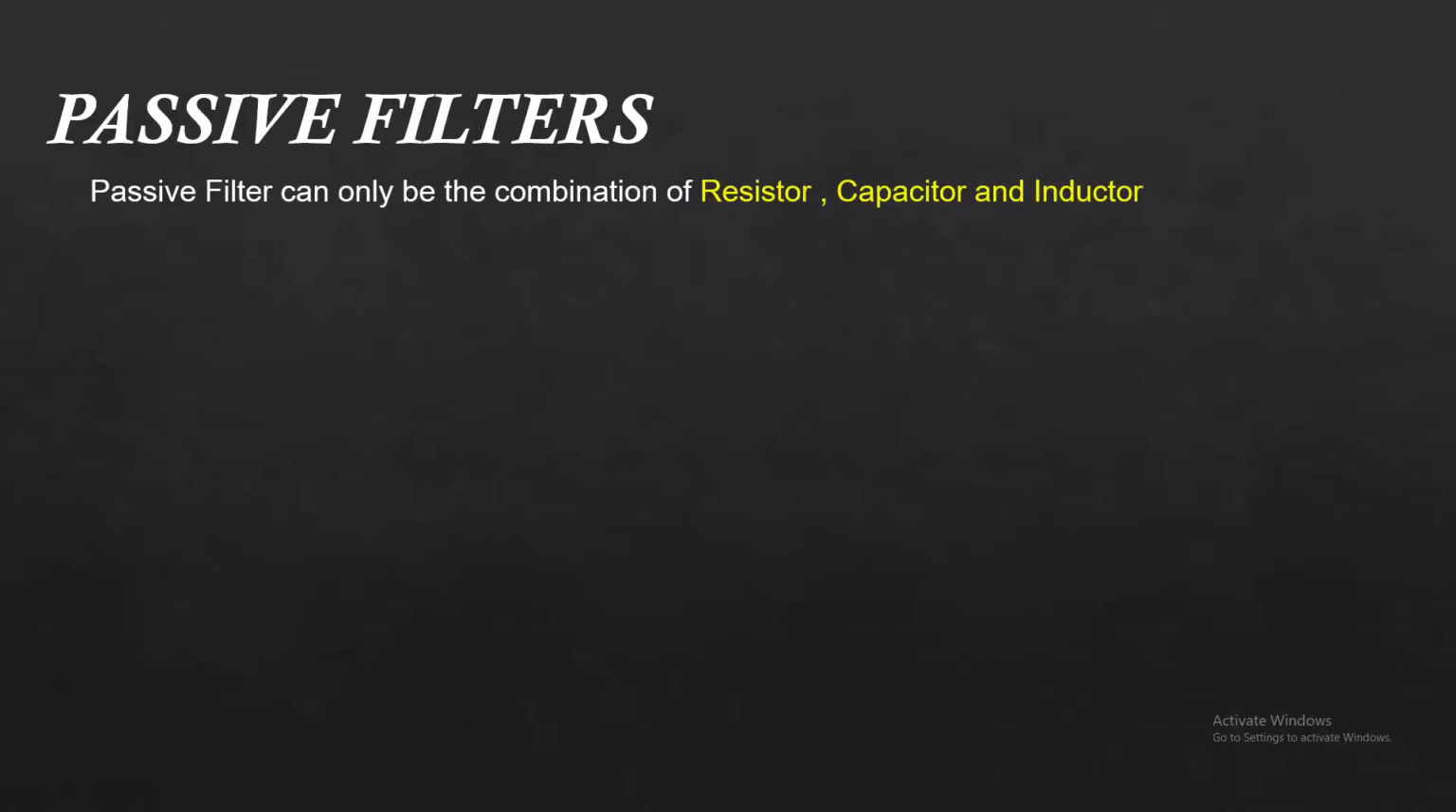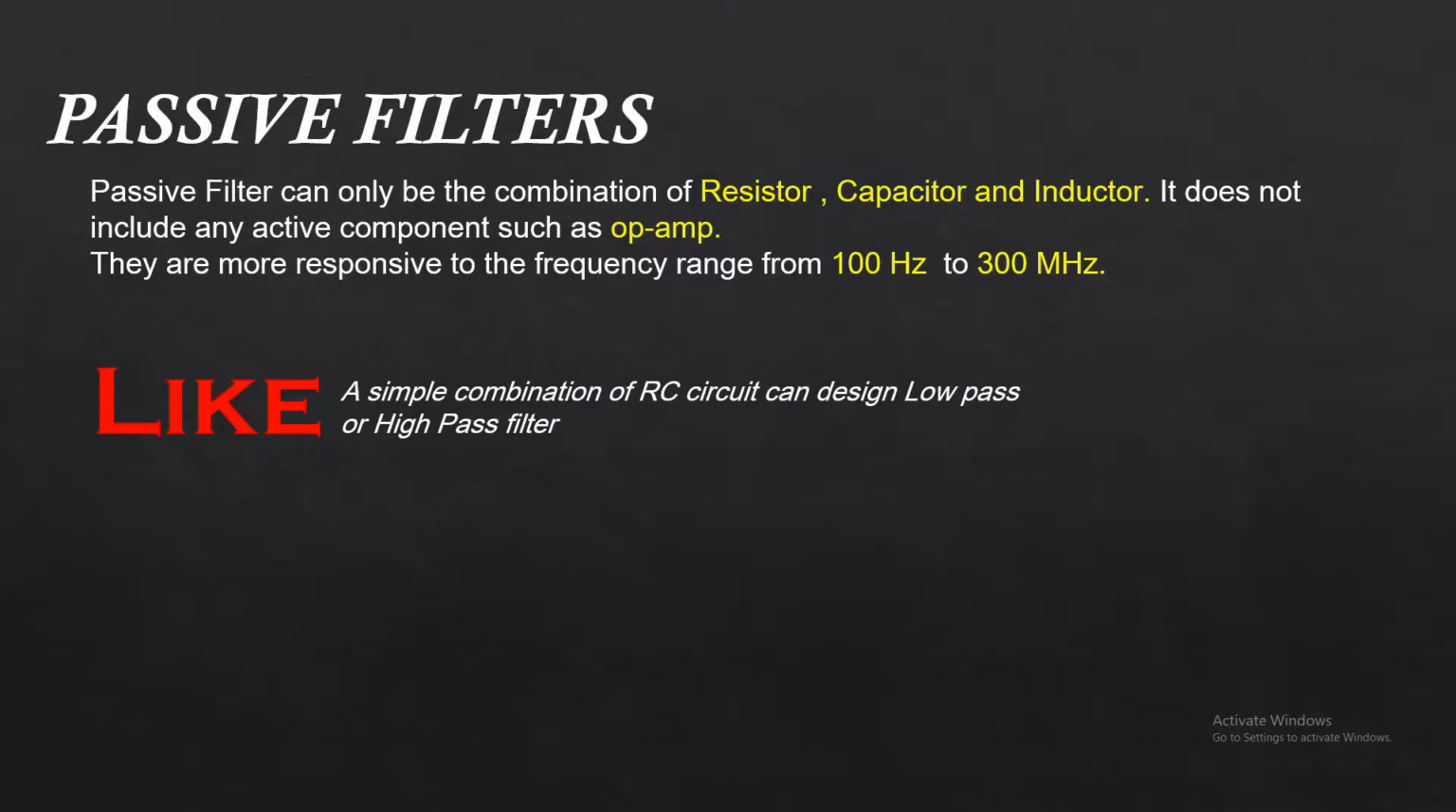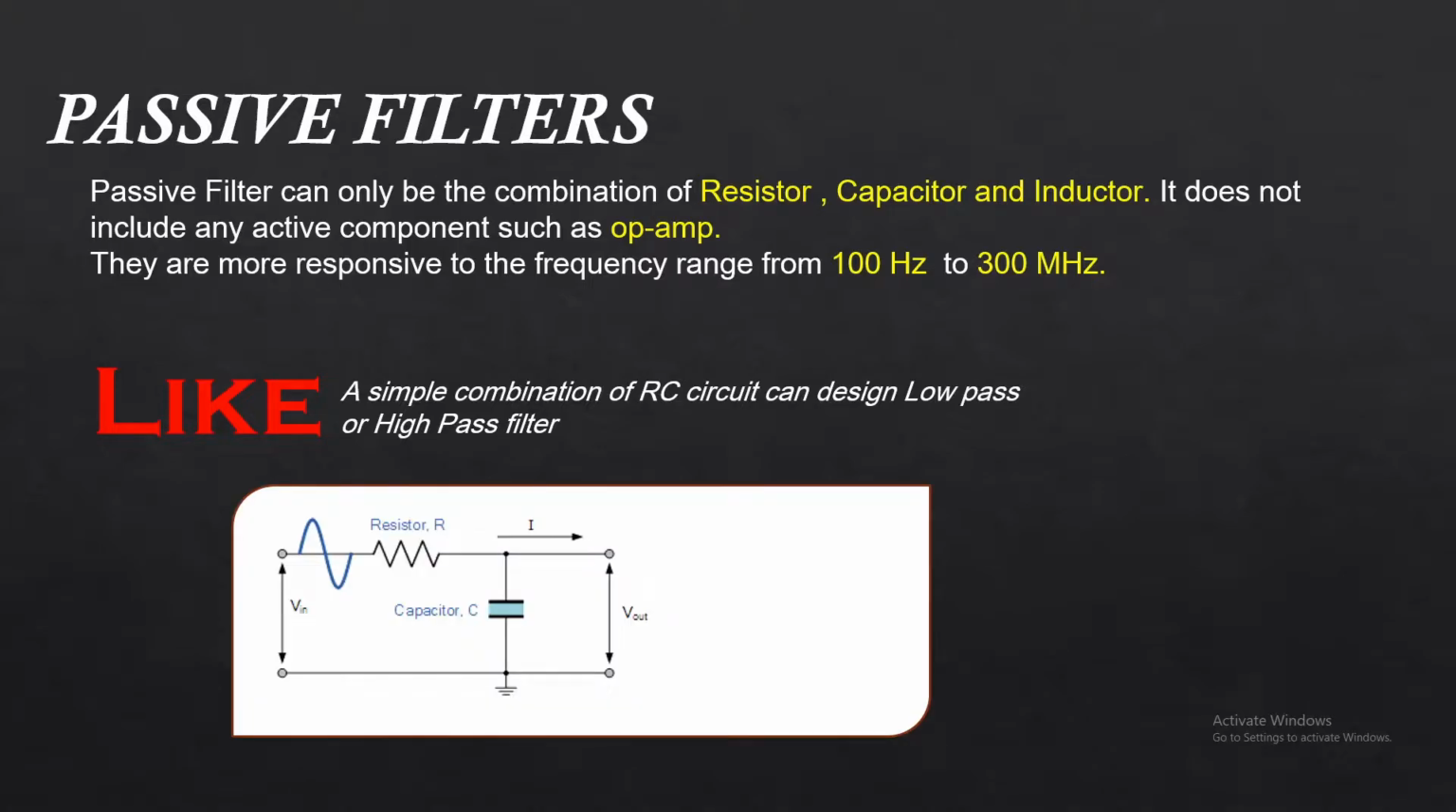It is a combination of resistor, capacitor, and inductor. It does not include any operational amplifier for the gain. They are more responsive to frequencies ranging from 100 Hz to 300 megahertz. A simple combination of an RC circuit can design a low pass or a high pass filter. As you can see in this diagram, we have a simple resistor and capacitor in series. It is a first order passive low pass filter.